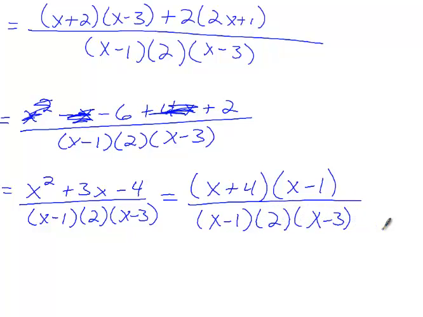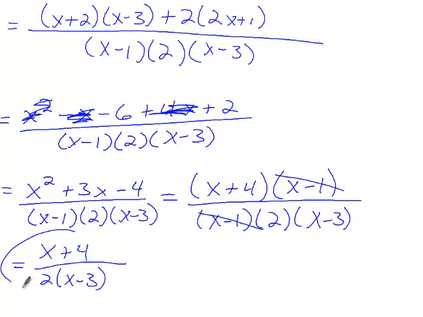Okay, so now I'm back to just my regular old factors on top, factors on bottom, right? So now can anything cancel from top to bottom? X minus 1. So your final answer is going to be x plus 4 all over 2 times x minus 3.